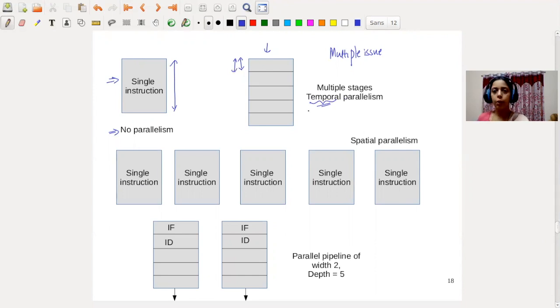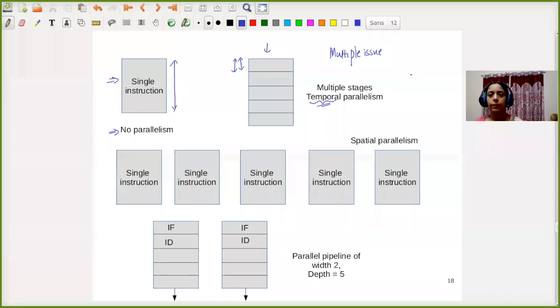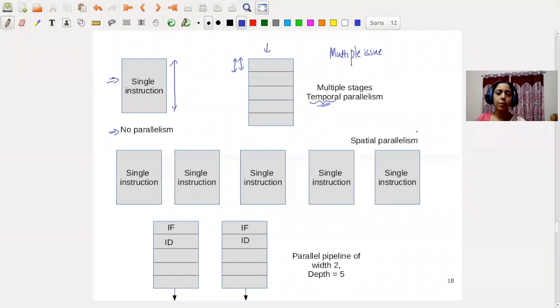Then you have what is called spatial parallelism. So in spatial parallelism, you send instructions parallelly to multiple functional units. These are called functional units, or processing elements. So you send them to multiple functional units or processing elements, and then you operate on them parallelly. So this is called spatial parallelism.